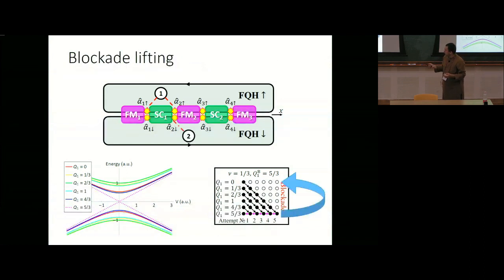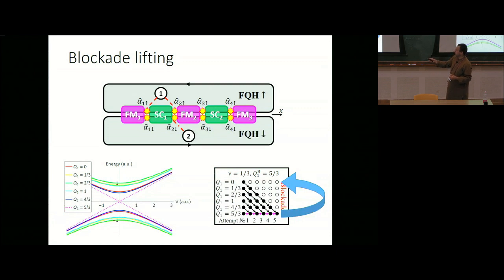So I want to lift the blockade. How can I do it? I can do it by adding the second antidot. Then I put a quasi-particle here. I make it go here in exactly the same way, by changing the potential. It goes here. It changes the charge of the superconducting domain. I can go from here to there.